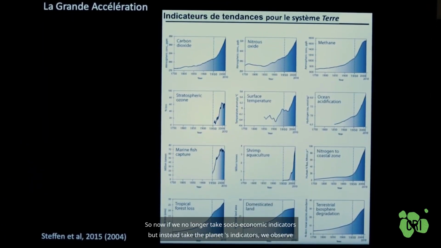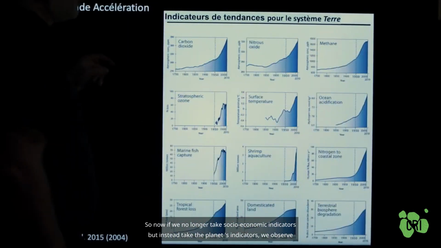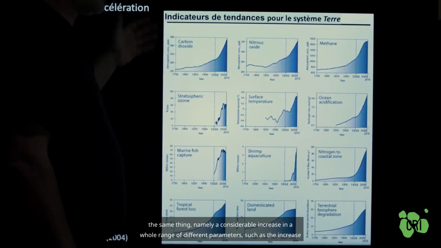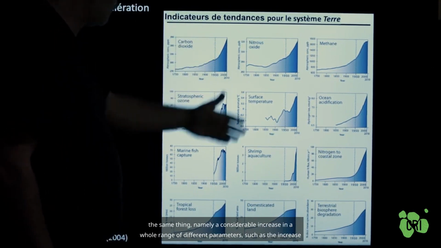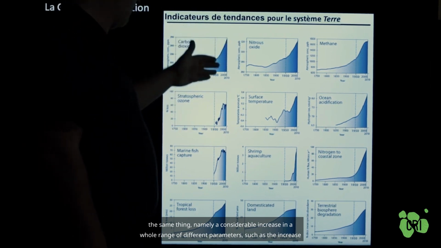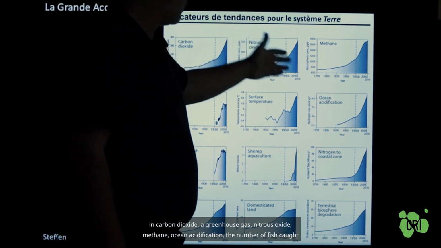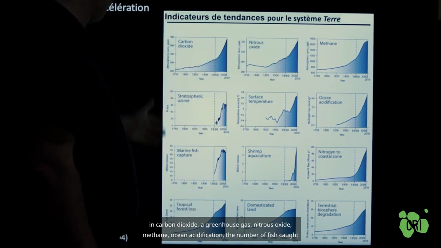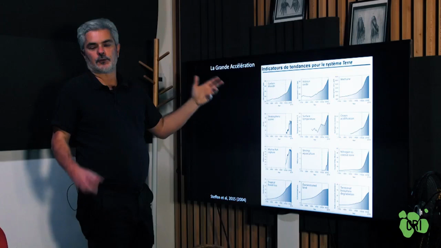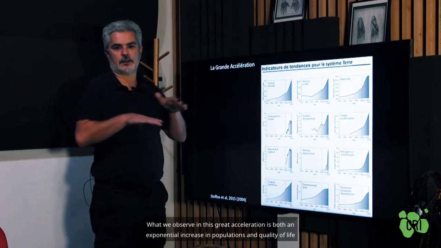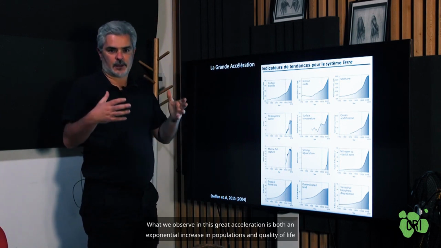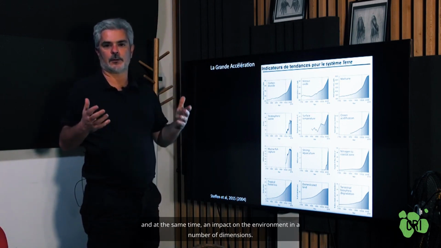So now if we no longer take socioeconomic indicators but instead take the planet's indicators, we observe the same thing, namely a considerable increase in a whole range of different parameters, such as the increase in carbon dioxide, a greenhouse gas, nitrous oxide, methane, ocean acidification, the number of fish caught at sea, etc. What we observe in this great acceleration is both an exponential increase in populations and quality of life, and at the same time an impact on the environment in a number of dimensions.